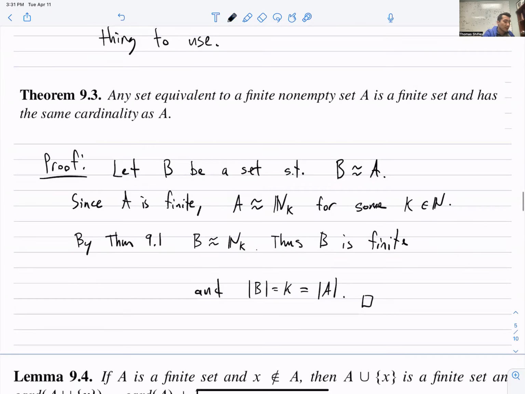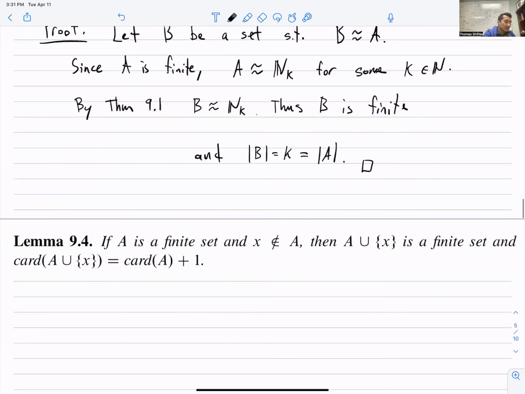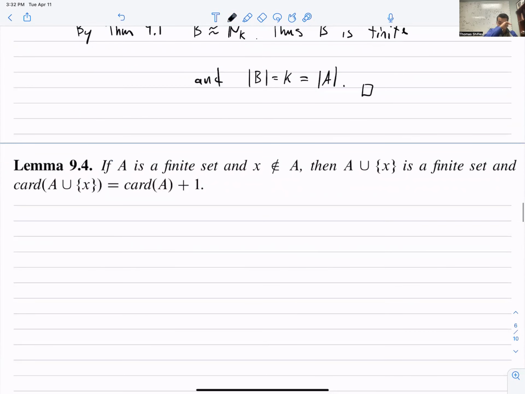All right, let's do another one of these. If A is a finite set and x is not an element of A, then the union of A and x is a finite set, and the cardinality of A union x is the cardinality of A plus 1.